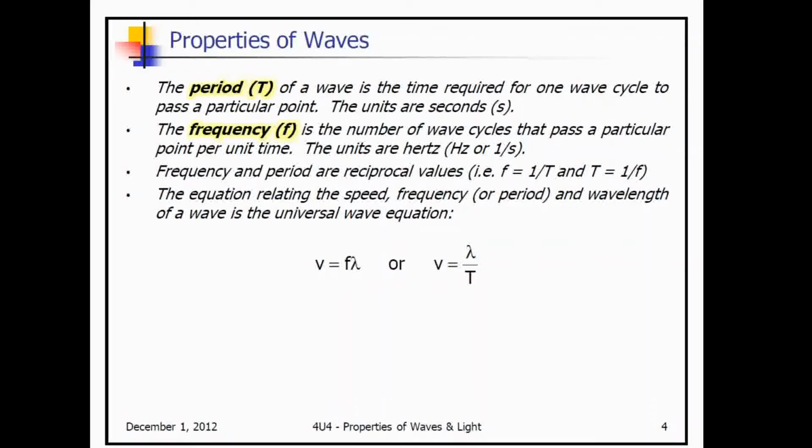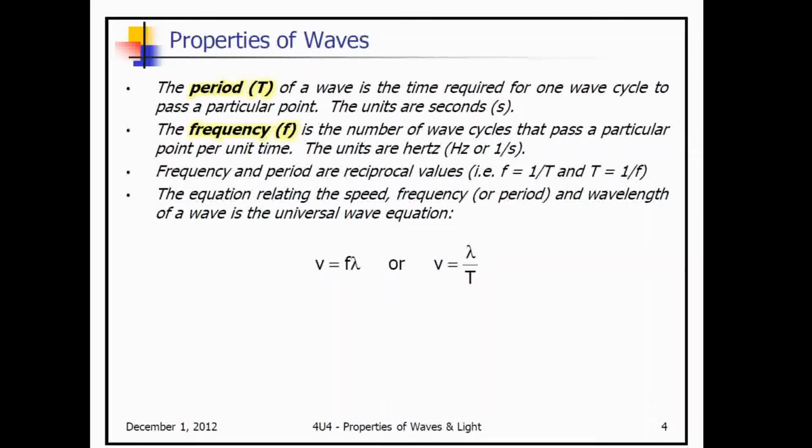Next, we have the universal wave equation. So the universal wave equation is V equals F lambda. That is the velocity of our wave, how fast our wave is moving, and it's equal to the product of the frequency times the wavelength. That relationship is our universal wave equation. We could also think of this as V equals lambda over the period, so the wavelength divided by the period.